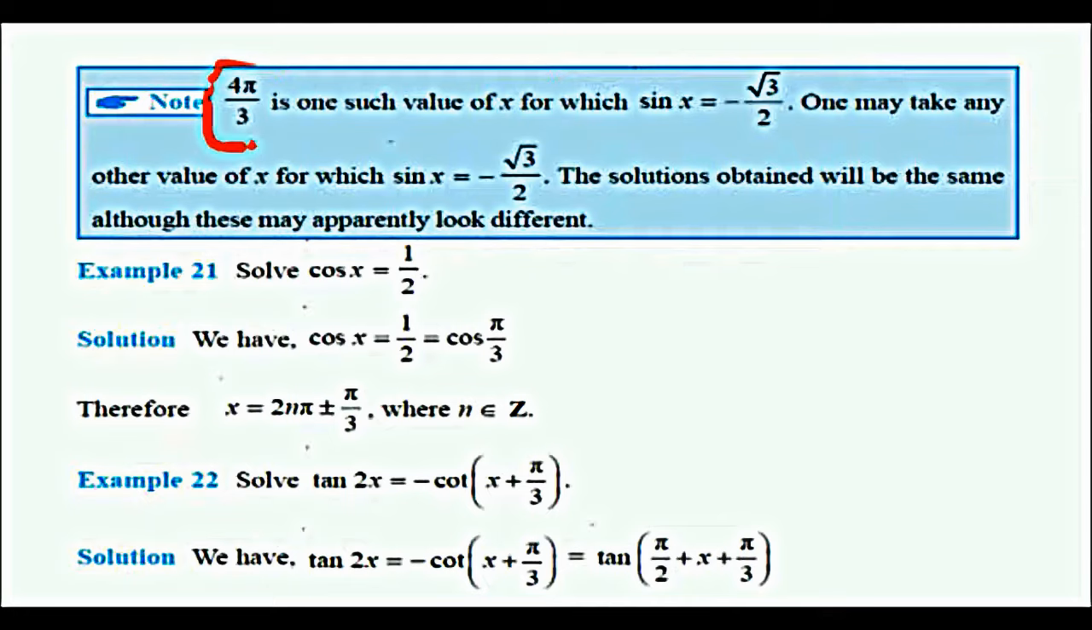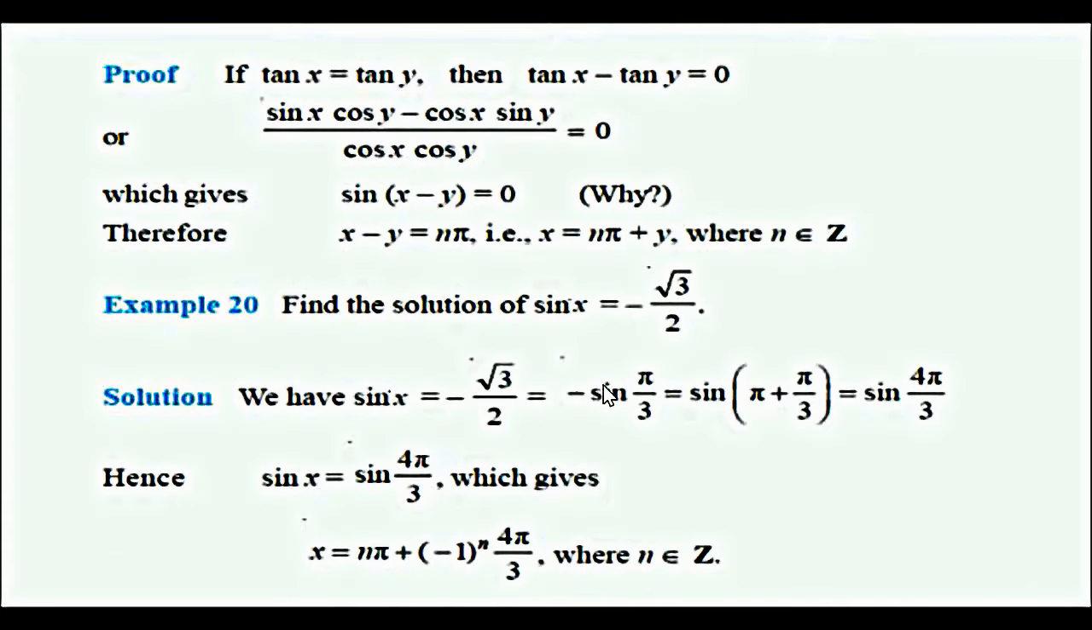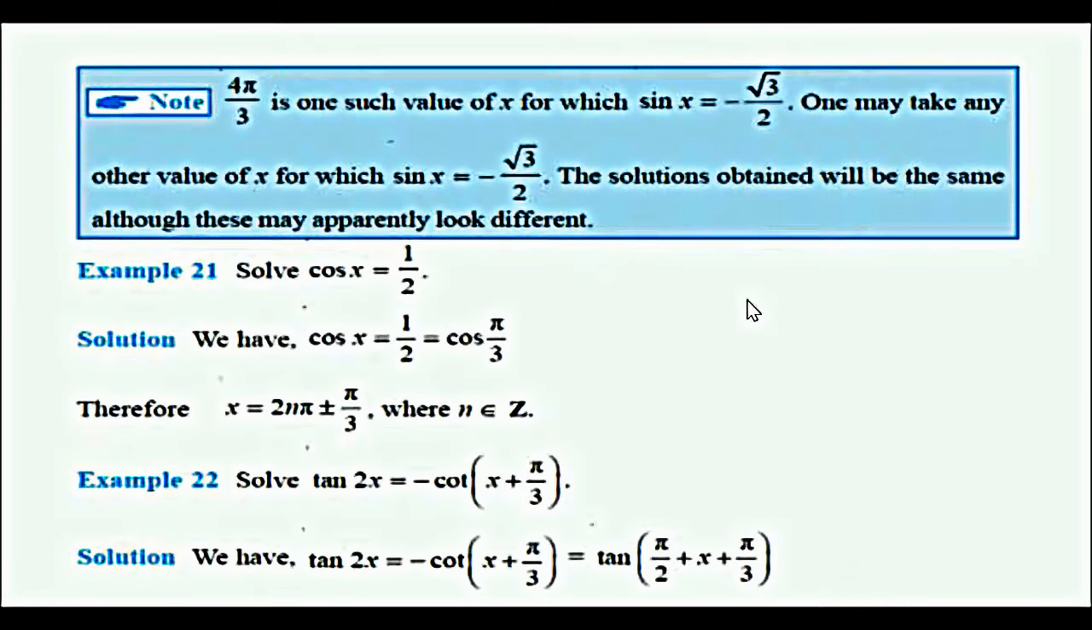See, this 4 pi by 3 which we have taken is just one solution, because this is a general solution. You can take any value for which this sin x is going to give you the result as minus root 3 by 2. Okay, any value you can take.